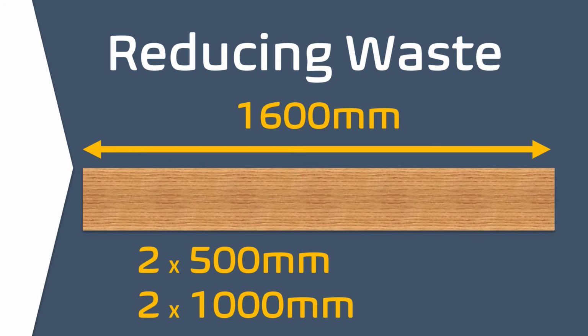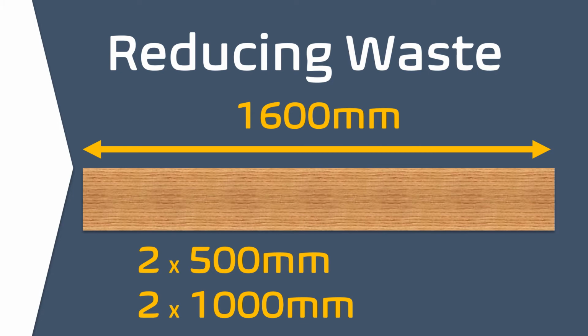Using our knowledge of the sizes available, we can plan ahead at the design stage and decide on dimensions which are going to work to be most efficient. This situation looks at what you can do when it actually comes to make your project. Imagine we've got planks of wood which are 1600mm long. We want to cut 2 pieces at 500mm and 2 pieces at 1 metre.